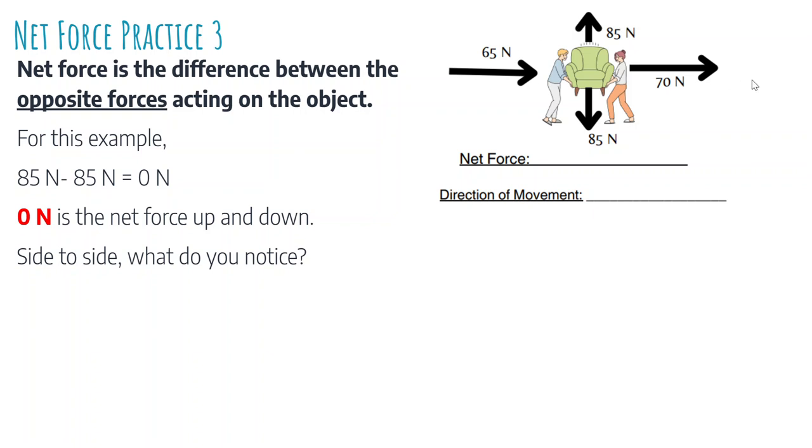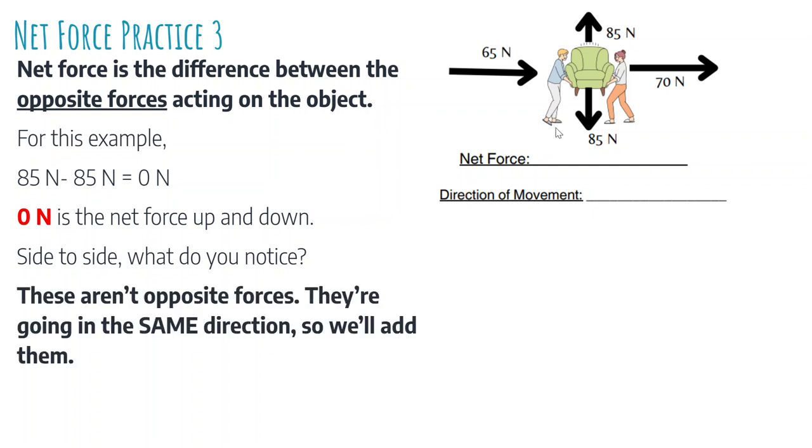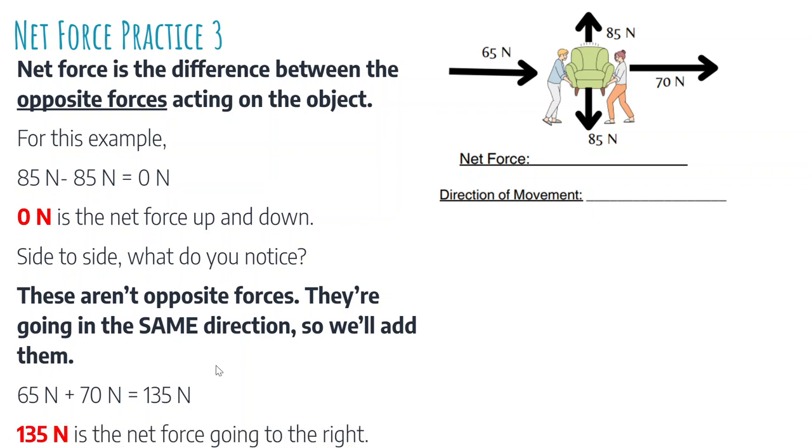Side to side, what do we notice though? This time, look, our forces are going in the same direction. They are not opposite forces. They're the same forces. They're not opposite. So we're going to add these forces together. They're both going in the same direction. So 65 newtons, this guy's pushing the chair to the right, 65 newtons. This guy's pulling the chair to the right at 70 newtons. So our total newtons, our net force, the overall force side to side, is 135 newtons. 135 newtons is that net force going to the right.